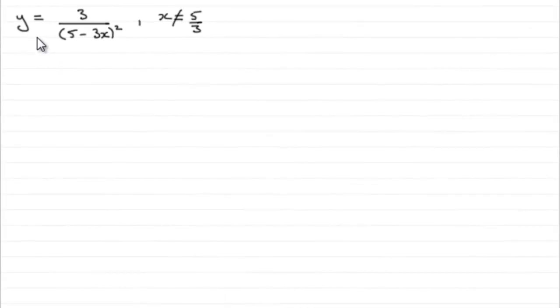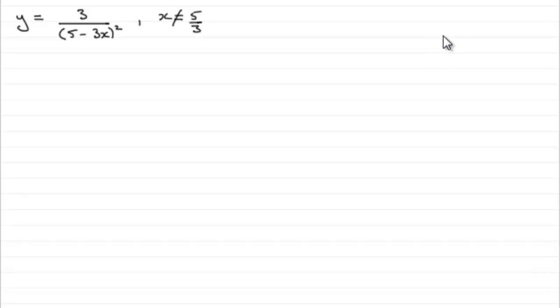Okay, now for this question then, we've got to find the equation of the normal to this curve at the point where x is 2. And we're told that x cannot equal 5/3. That's because obviously if x was 5/3 and you substituted it into this denominator here, you'd have 0, and 3 divided by 0 is an undefined value. So how are we going to find the equation of the normal then at the point where x is 2?